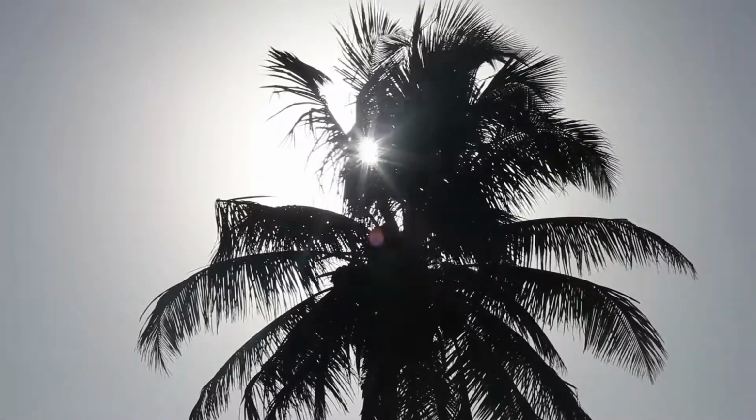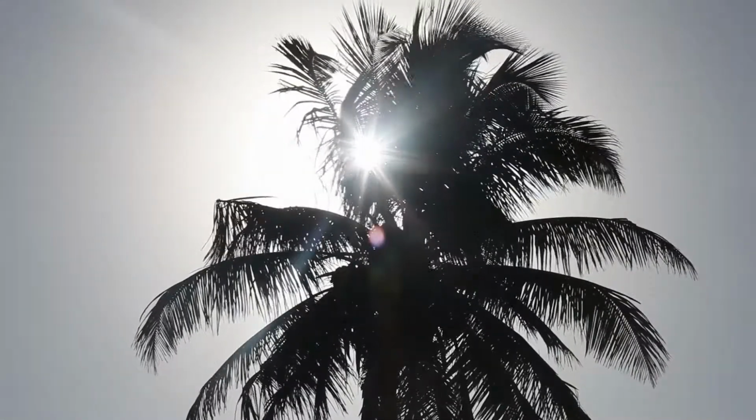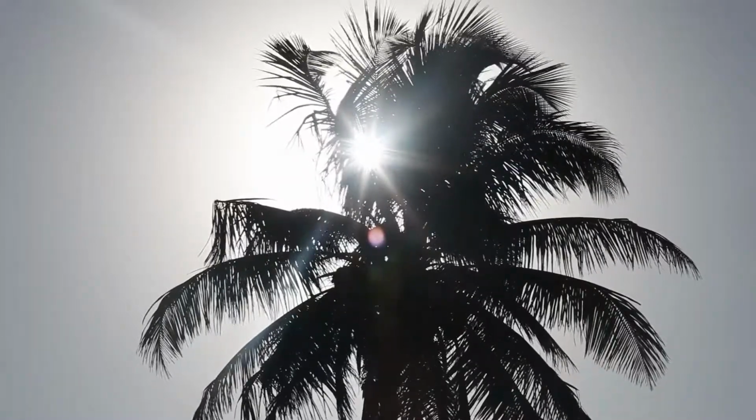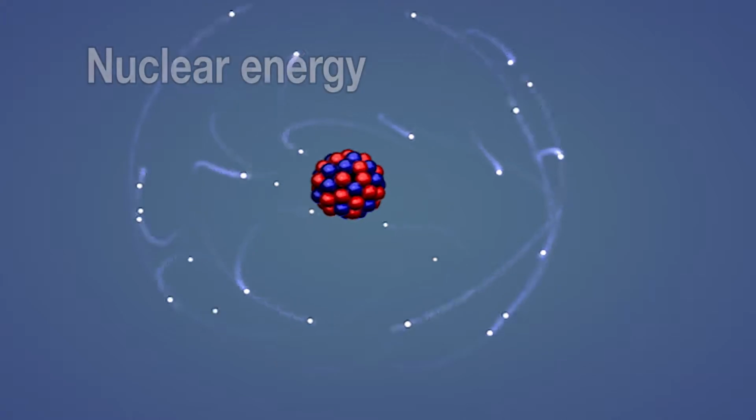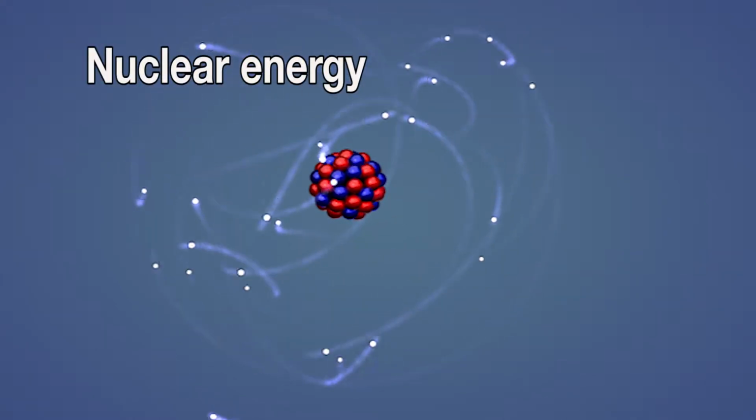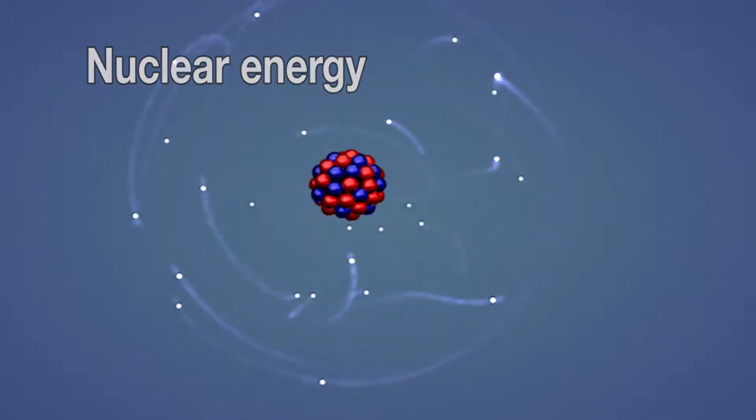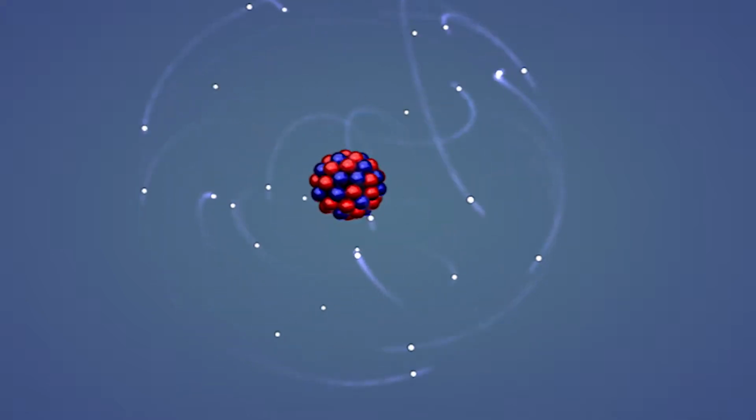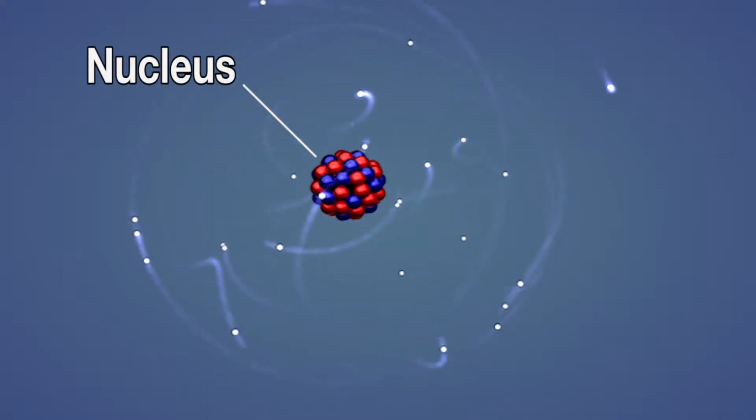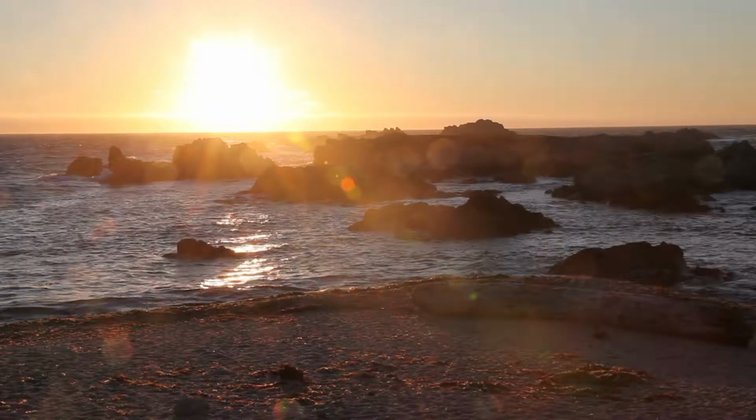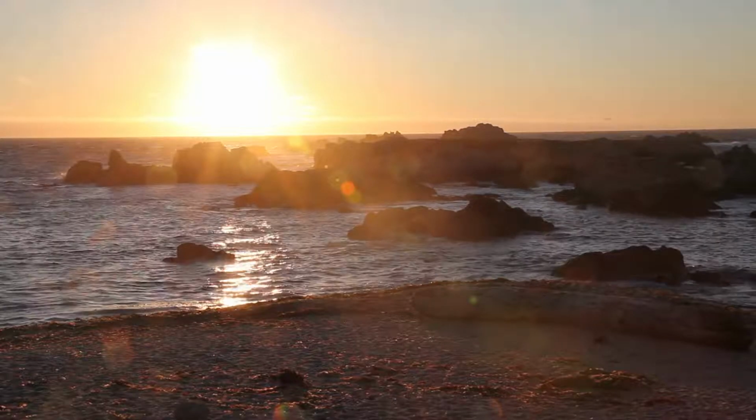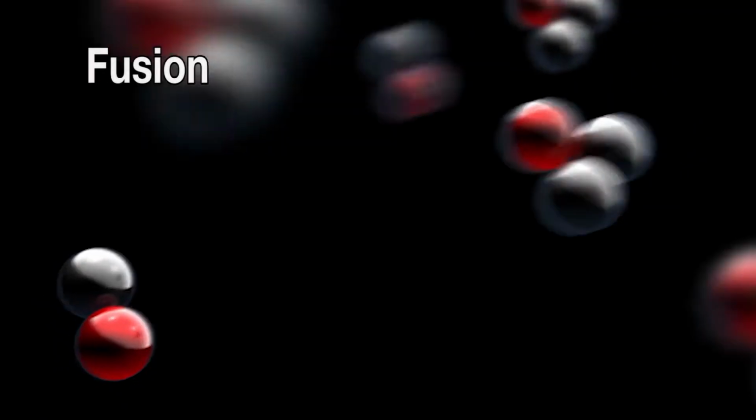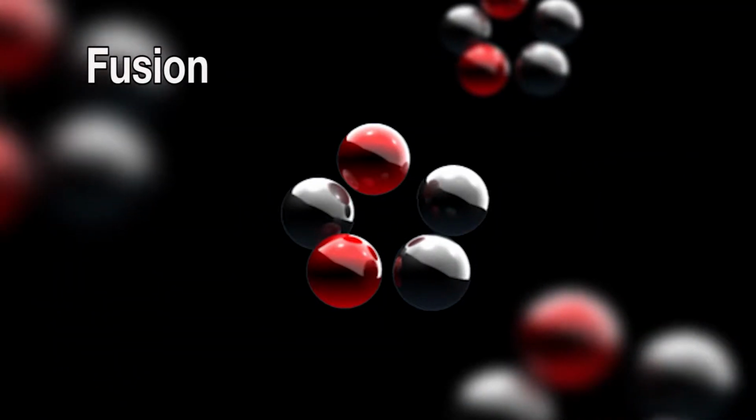Nuclear energy is another form of energy. The star that lights up our days, our sun, produces nuclear energy. Nuclear energy is energy trapped in an atom. This is a model of an atom. The nucleus is at the center of an atom. This is where nuclear energy is stored. The type of nuclear energy that occurs in the sun is called fusion, which is the result of the joining of nuclei of 2 hydrogen atoms.